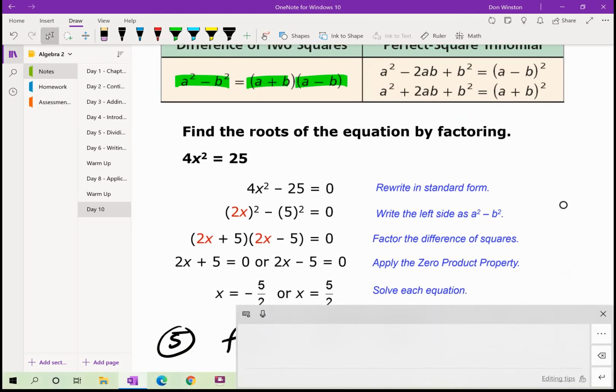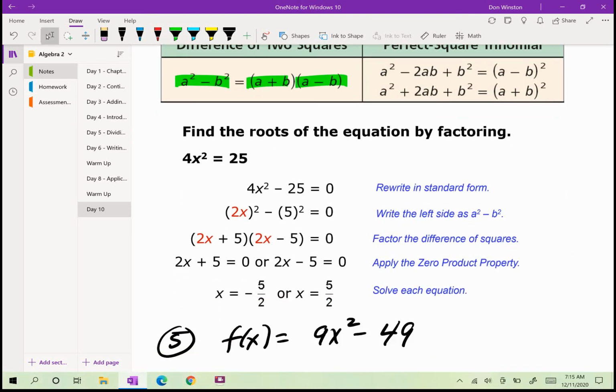Here they wanted us to find the roots by factoring, so we have to set one side equal to 0. We subtract 25 and get 4x squared minus 25. To recall, we notice that 4x squared is a perfect square, we have a difference, and 25 is a perfect square. The square root of 4x squared gives us 2x, and the square root of 25 gives us 5. So my a is 2x, and my b is 5.